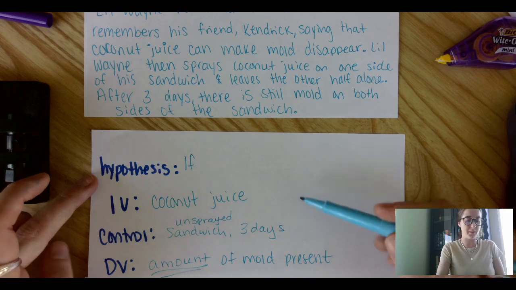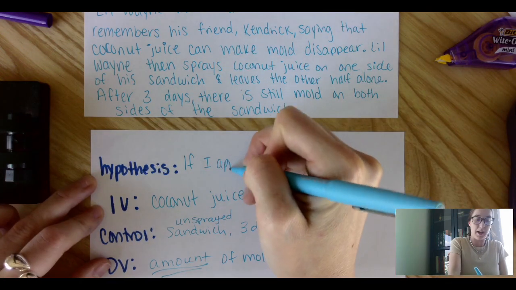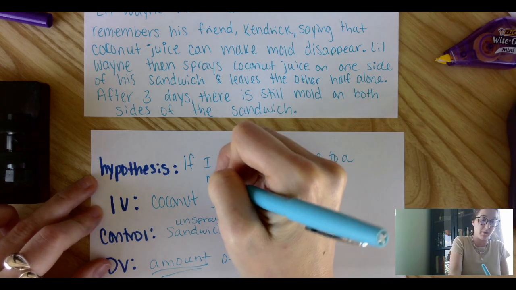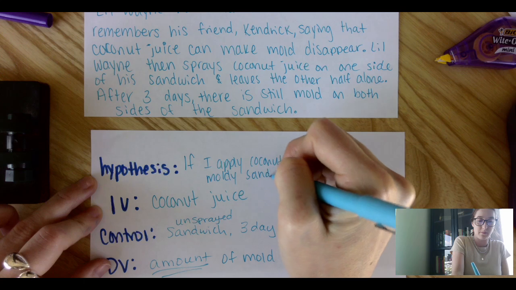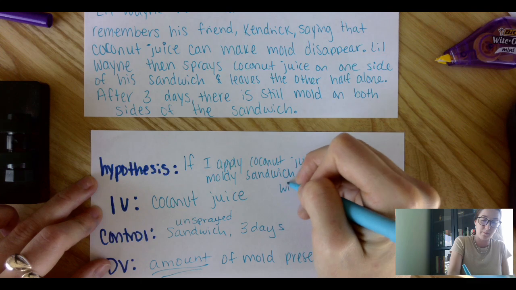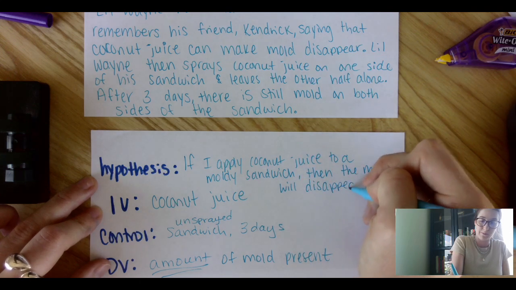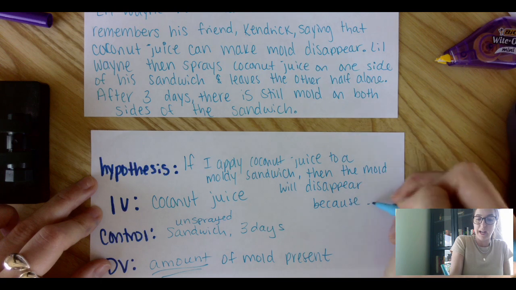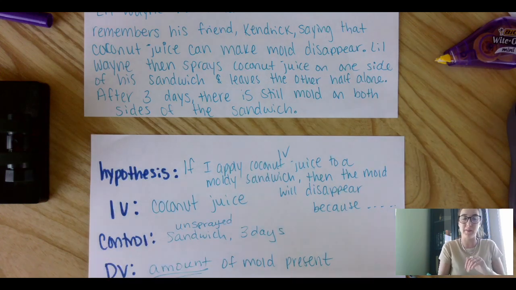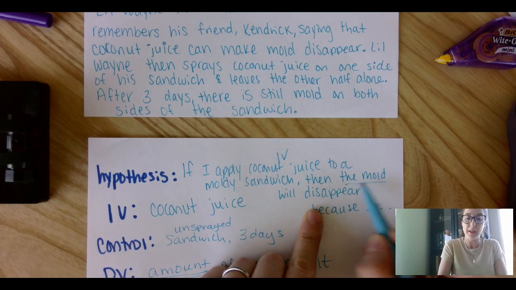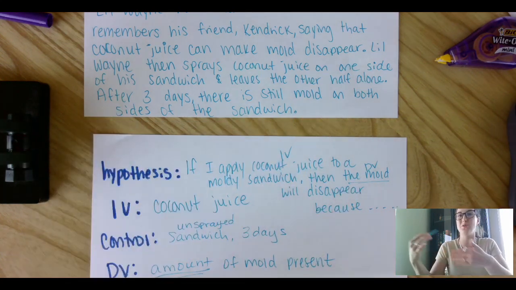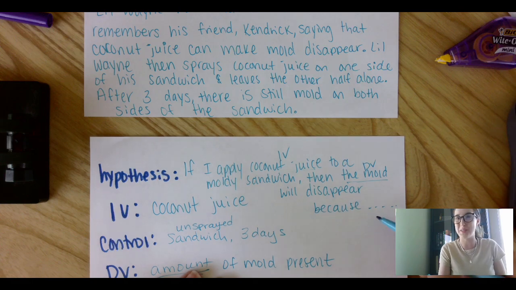So let's make our hypothesis based off of this. So if I apply, right, coconut juice, right, to a moldy sandwich, right, then the mold will disappear. Because, okay? And then whatever scientific reasoning that you have, okay? So notice, if I apply coconut juice, that's my independent variable, then the mold will disappear. The mold is our dependent variable, right? That depends on the independent variable. We want to know is if I get rid of the coconut juice, is the mold going to disappear? And then your scientific reasoning for because.